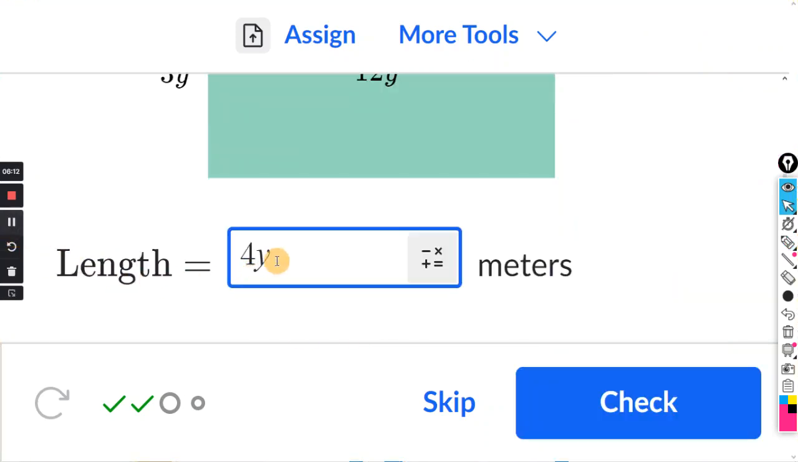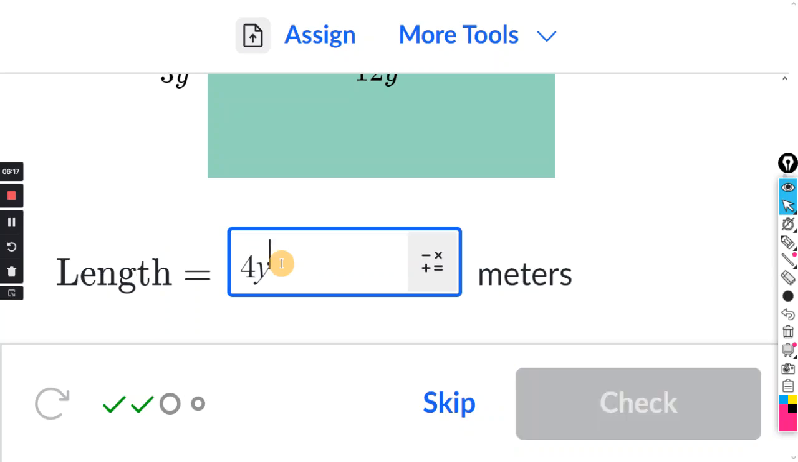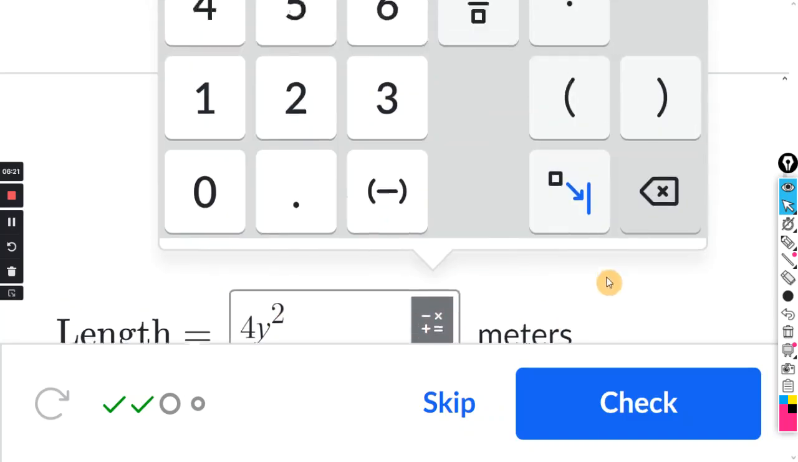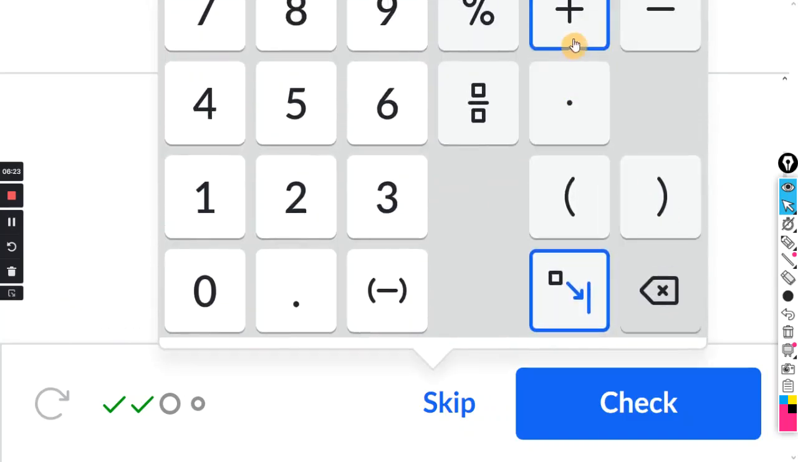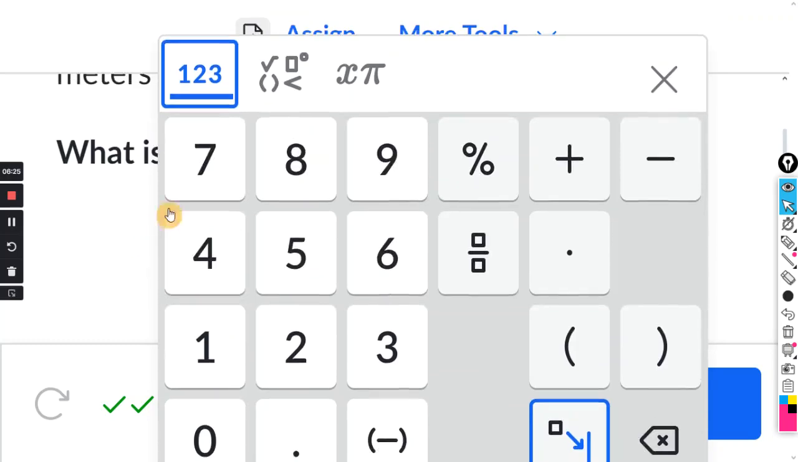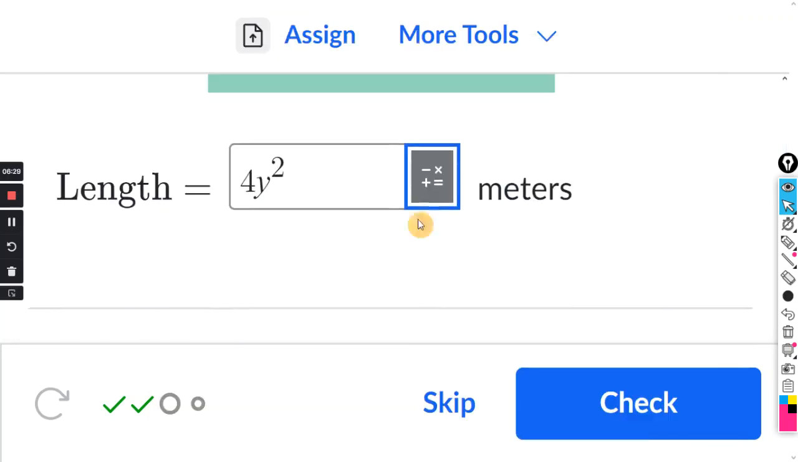All right, for y squared, I like to hit Shift 6. I use the caret symbol and then type 2, or you can use this right here and check the menu, and that'll have an option for exponents right here. But I hit Shift and the number 6 to get the exponent, and then type 2.